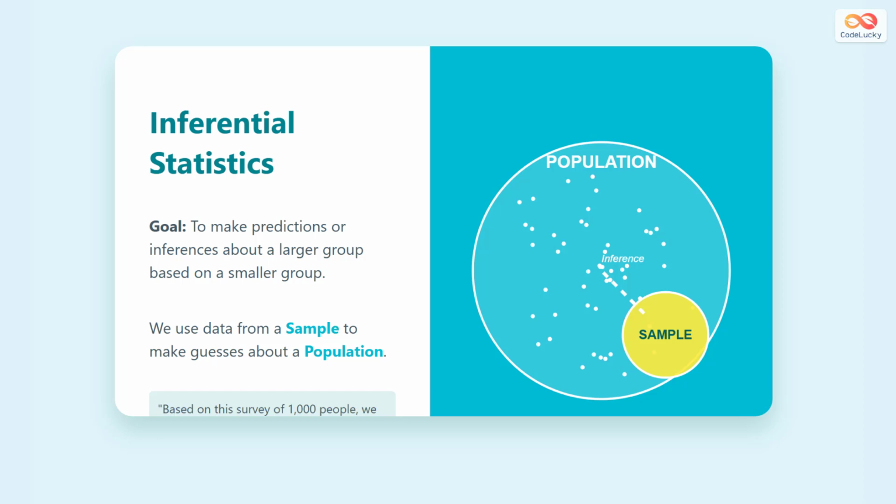Now, let's look at the other branch, inferential statistics. This is where things get almost magical. The goal here is to make predictions or inferences about a large group based on data collected from a much smaller group. We are no longer just describing what we see, we are using that information to guess what we cannot see.